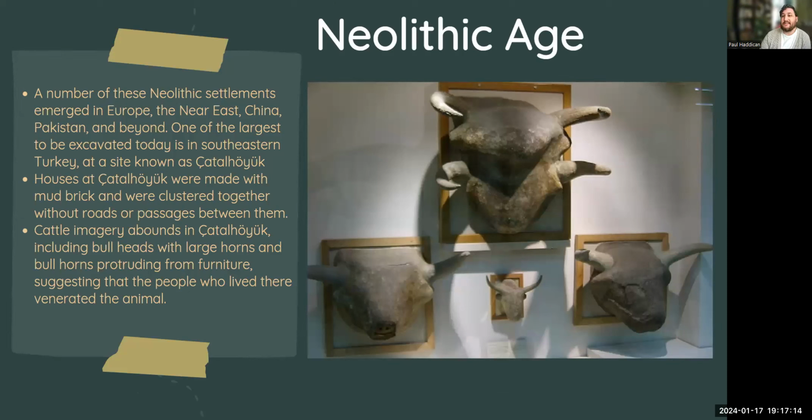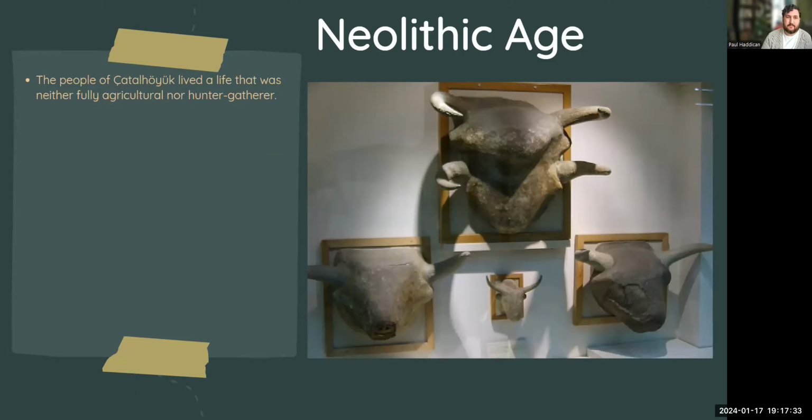Cattle imagery is endless in Çatalhöyük. Bullheads with large horns, bull horns protruding from furniture. And so we know that cattle was really important to these people, whether as a deity, whether as their main animal, whatever it was. We know that cattle was clearly in fashion during that time, right?